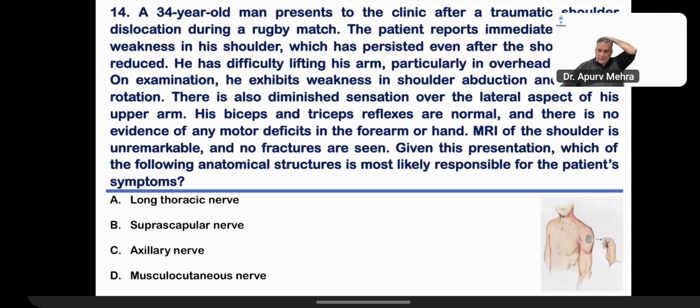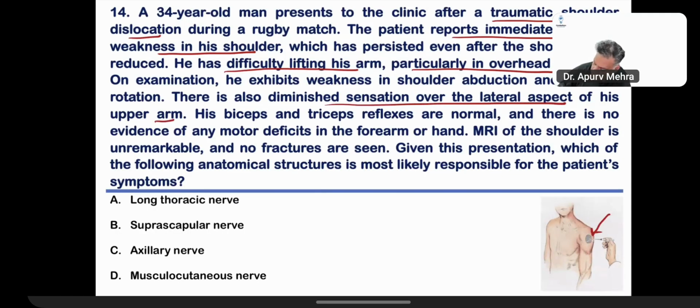A 34-year-old man presents to the clinic after a traumatic shoulder dislocation. He reports immediate pain and weakness in his shoulder. He has difficulty lifting his arm, particularly in overhead abduction, which means the deltoid is not working properly. There is diminished sensation of the lateral aspect of his upper arm.